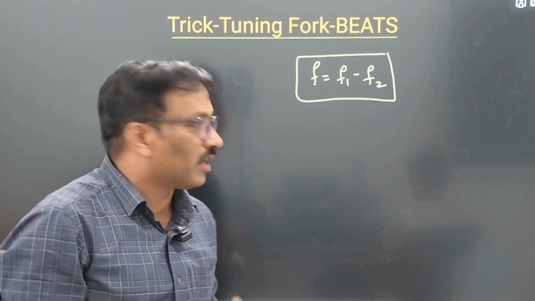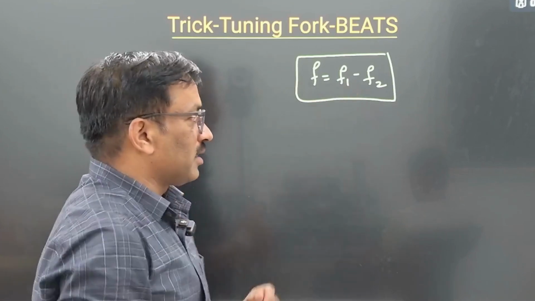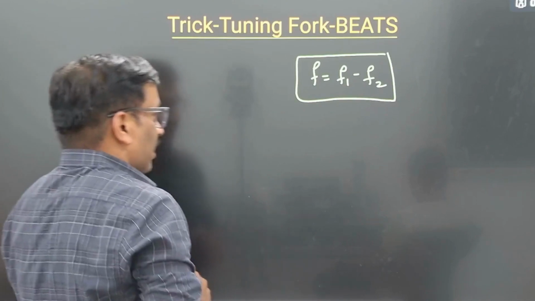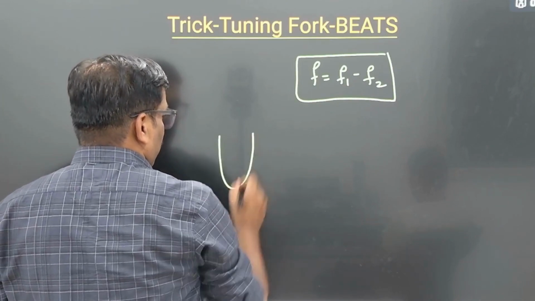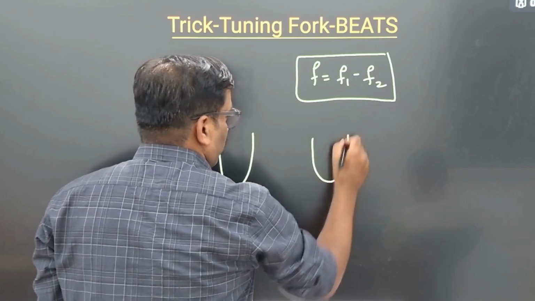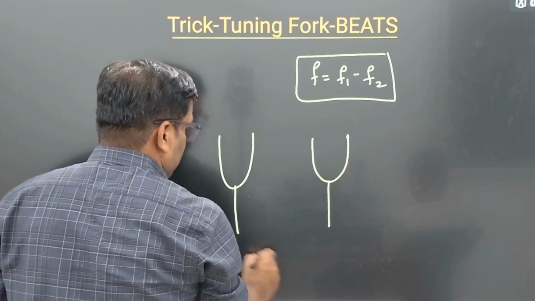For this, I will tell one small trick. By using that, you can tell the answer in seconds. Let us first understand the trick very carefully. Let us take one tuning fork and another tuning fork. This is A and this is B.